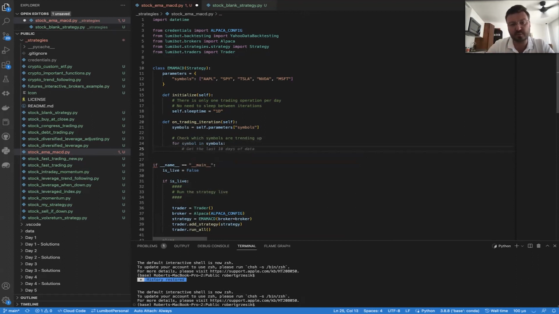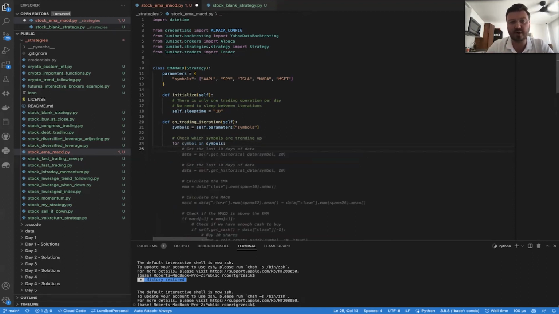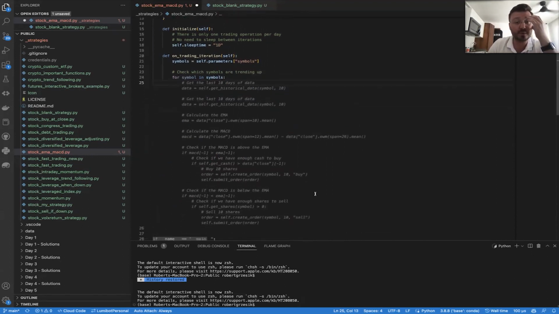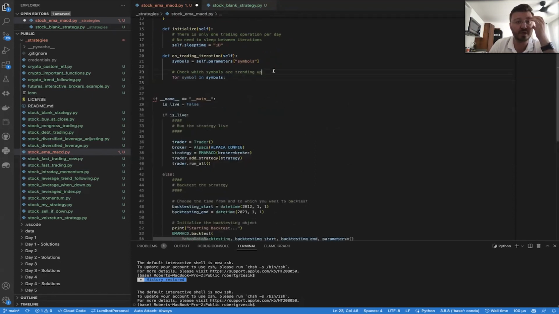And actually, the first thing we want to do is get data, right? So how far back do we want to go, right? So this is already doing a lot of stuff for us. It's kind of cool. MACD versus EMA is what they're doing here. I don't know if that's the correct way of doing this or not.